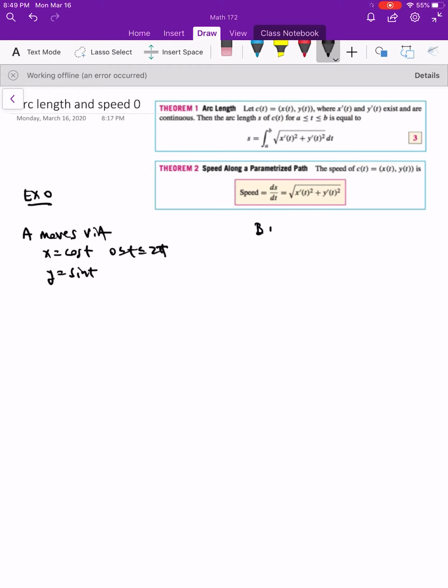Meanwhile, object B moves according to x equals cosine 3t, y equals sine 3t, parameter interval from 0 to 2 pi over 3. Now both trace the unit circle.